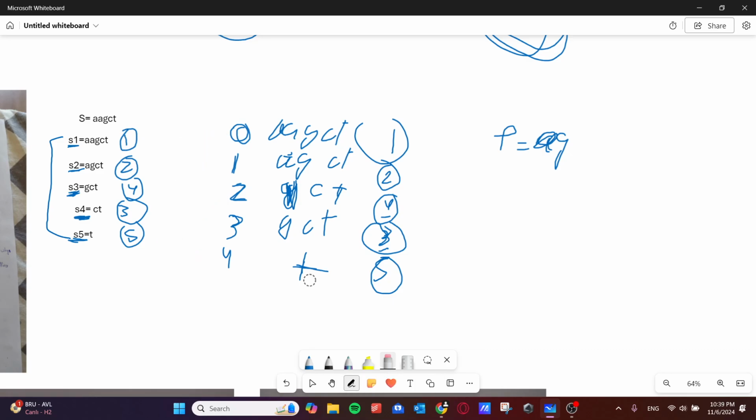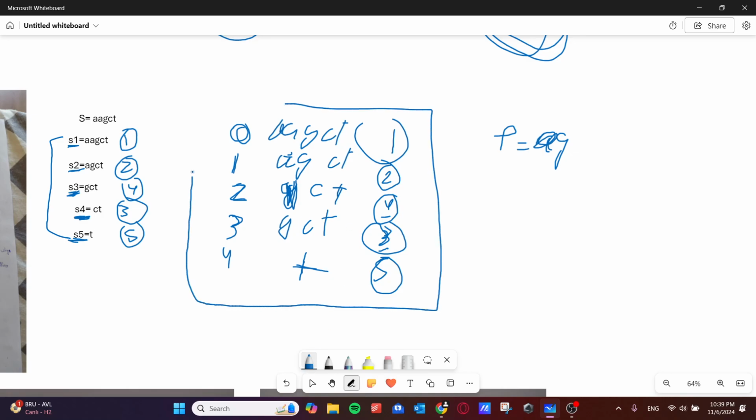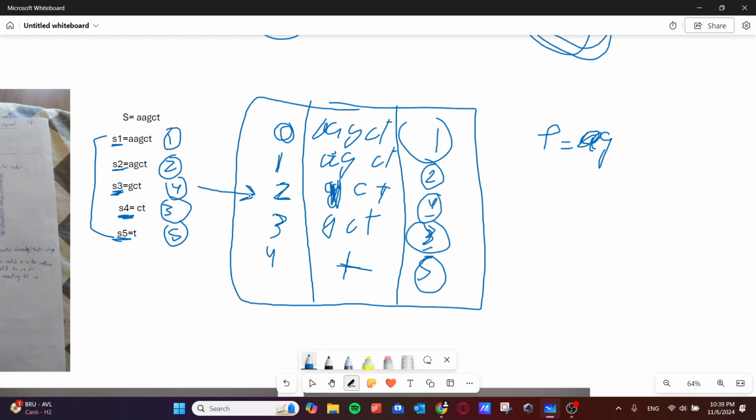Let me erase this. This is our table. So what is the number that is in the middle? It's 2, right? Because we have 2 here, 2 here, so it is 2. I will go to the number that is in the middle and take the suffix of it. What is the suffix of number 2? It's 4. It's CT. I've written it here already, right?